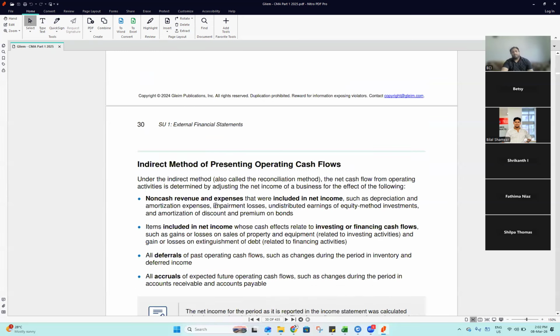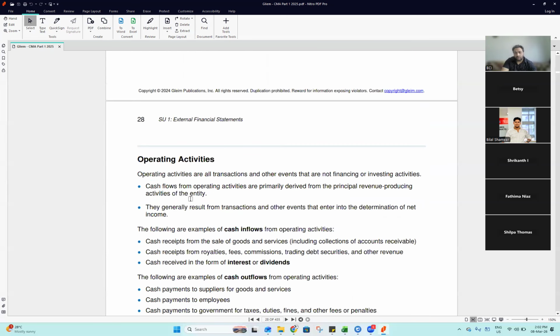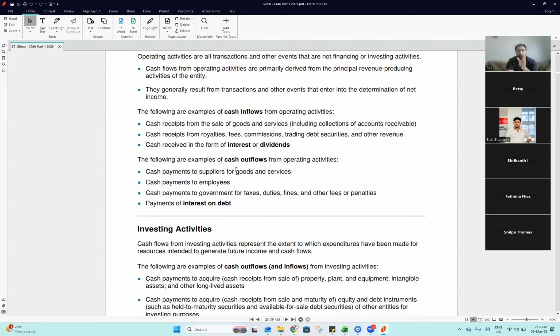So in preparing cash flow, we have two methods. One is direct method and one is indirect method. When you talk about the operating activities, that's the only place we have two methods. For investing and financing activity, whether you follow indirect method or direct method, there is no change going to happen.